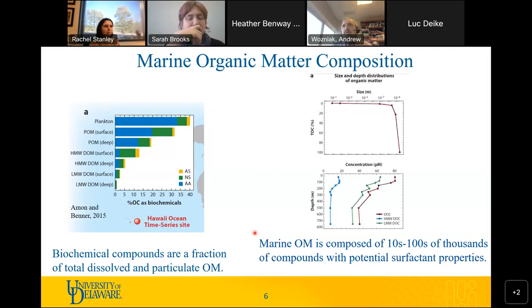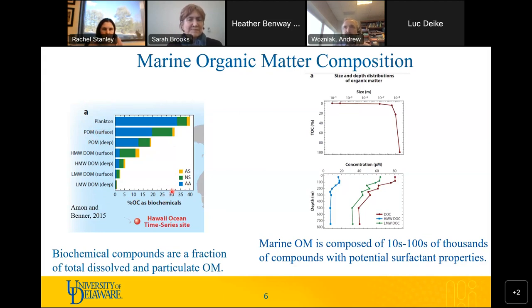Some of the key information that leads me to that conclusion comes from Amon and Benner. This is a paper that summarizes some of the really good work on organic matter composition in the ocean. They characterized the amount of organic carbon that can be characterized as amino and neutral sugars or amino acids into these various compound class pools. And if we look at the surface ocean, particulate matter is fairly well explained, but still only characterizing about 30% of the organic carbon.